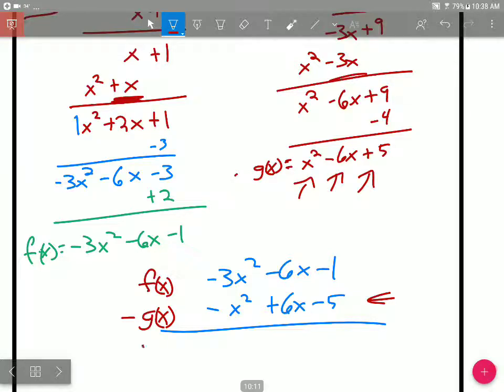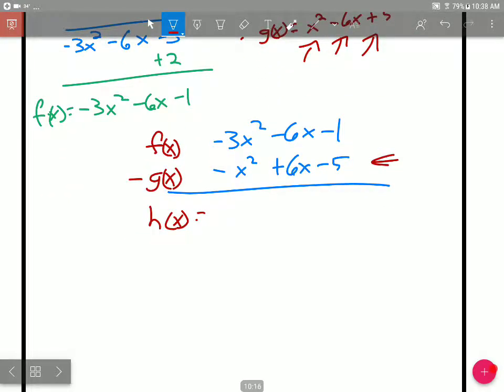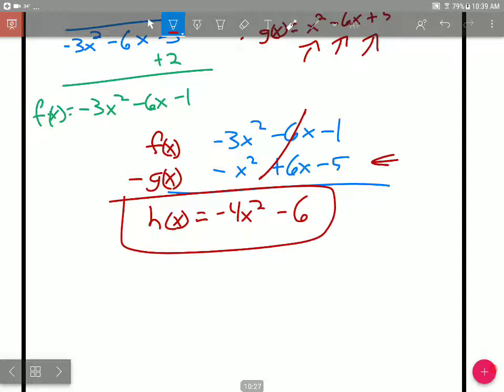And that means h of x would equal, I can move that up, negative 4x squared. How many x's do you have? 0. Those cancel out. How many units? Negative 6. And that would be your final answer.